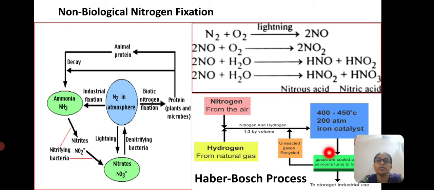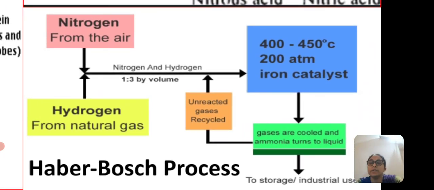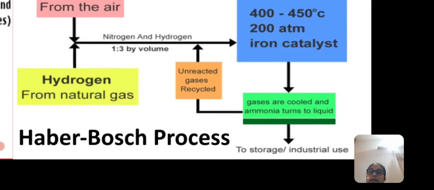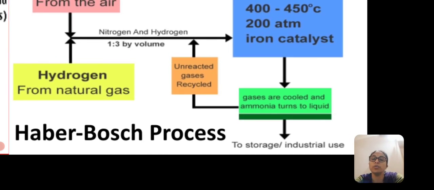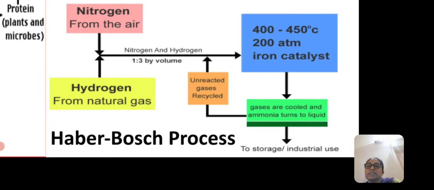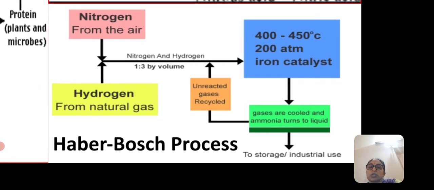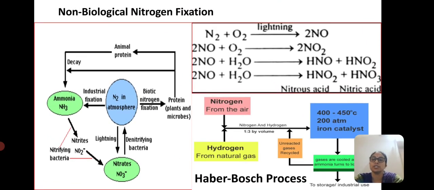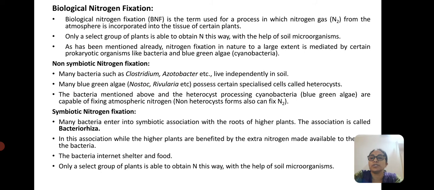The untreated gases get recycled, and the gases are cooled so that ammonia turns to liquid, and then the formed ammonia is stored and used for other industrial purposes. This is the very famous Haber-Bosch process, from the 19th century, when there was a great need for nitrogen. A lot of excitement was going on at that time, and the Haber-Bosch process became a very important source of nitrogen formation.